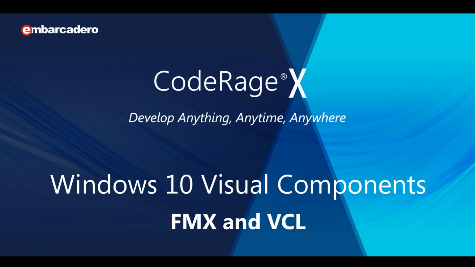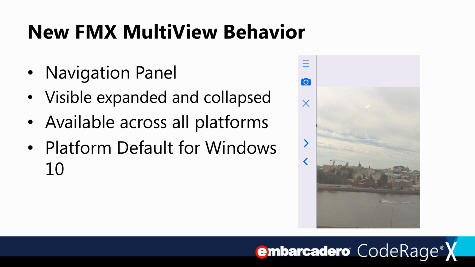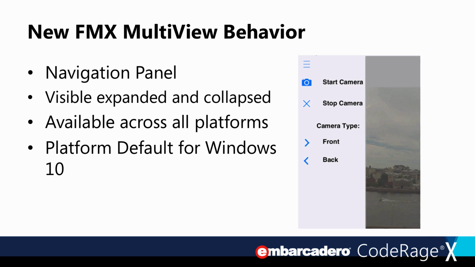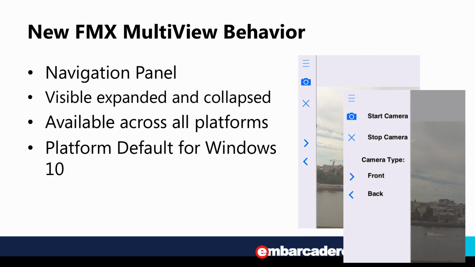So let's take a look at some of the new visual components we have. We have the new MultiView behavior of navigation panel. This allows the panel to collapse into this narrow band instead of collapsing completely so that it's still visible. I really like this because the user can interact with it and see what's available to them there without having to expand it out completely. It's the default for Windows 10, but it's actually available across all platforms.